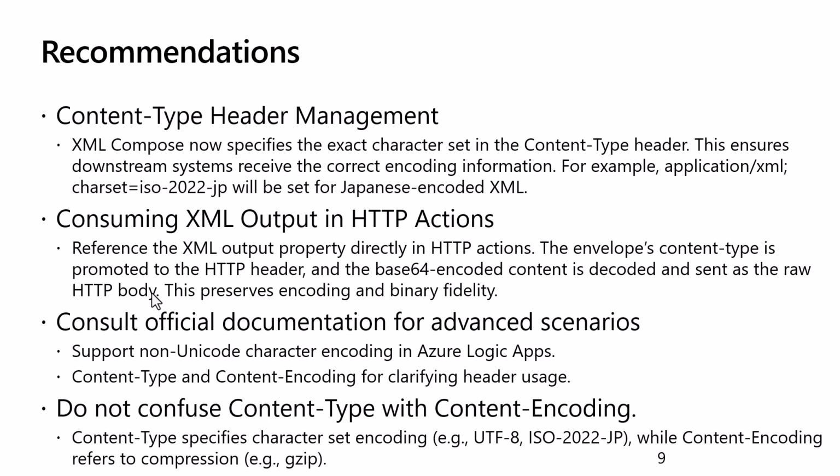Consuming XML output in HTTP actions. Reference the XML output property directly in HTTP actions. The envelope's content type is promoted to the HTTP header, and the base64 encoded content is decoded and sent as the raw HTTP body. This preserves encoding and binary fidelity.